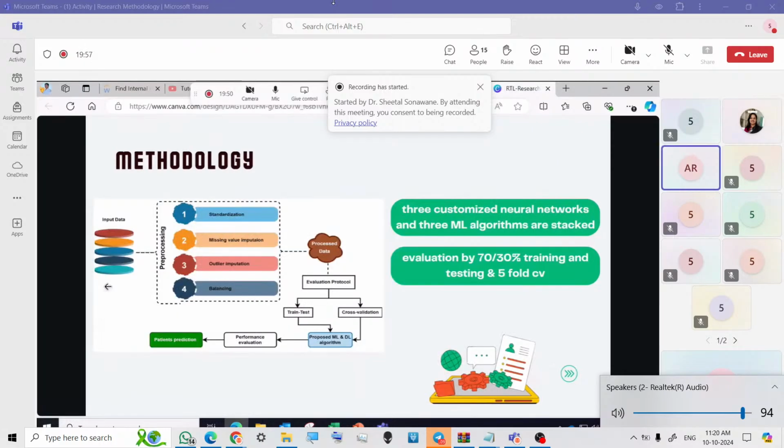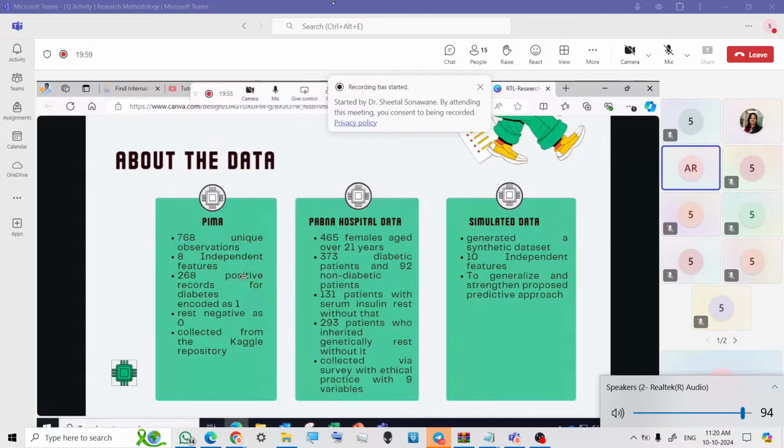Sure. So first of all, the PIMA dataset is nothing but a freely available Kaggle dataset. Second, the simulated data: again, the researchers have made that data by considering some parameters. So it is nothing but generated data, synthetic data.